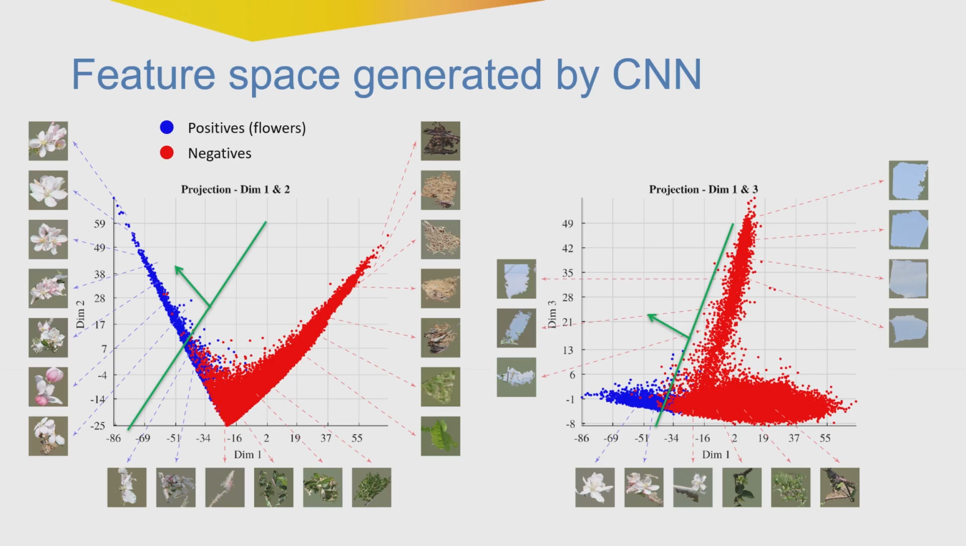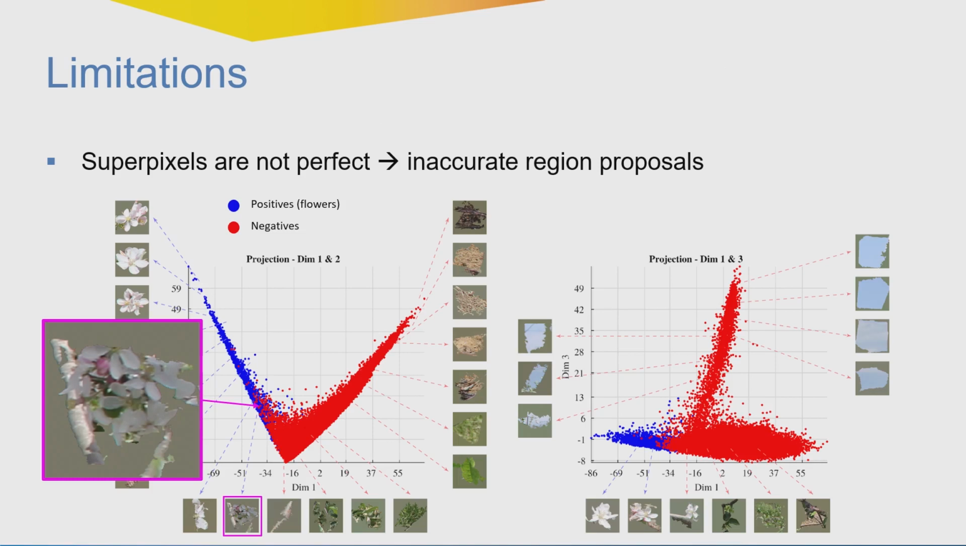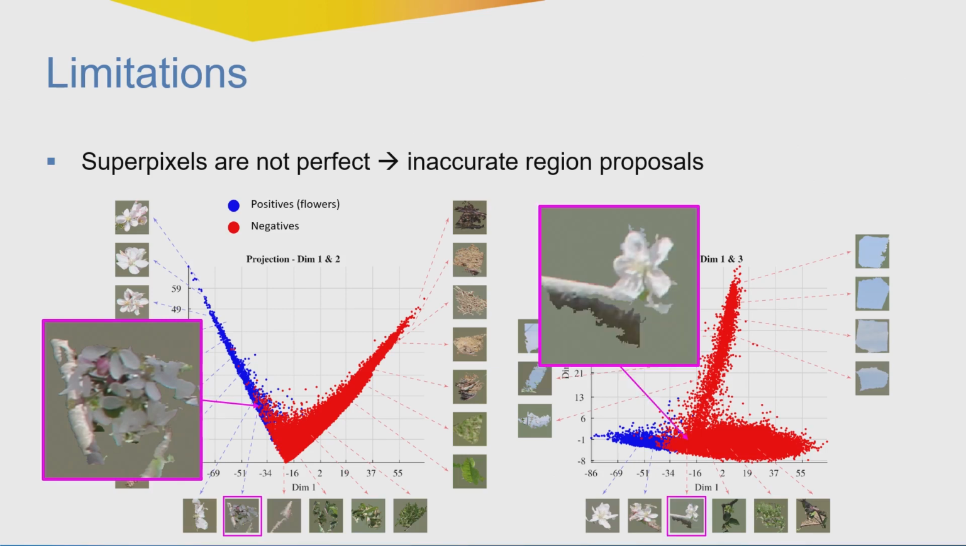But the problem, naturally, is that you rely on the quality of the proposals that you're generating. If your superpixels are bad, like in this scenario or in this scenario, where both have a flower and not a flower, you're going to have an average score in between, and the classification can't do anything to separate this. So this was the basic problem of using this kind of architecture for segmentation: you rely on the region proposals.